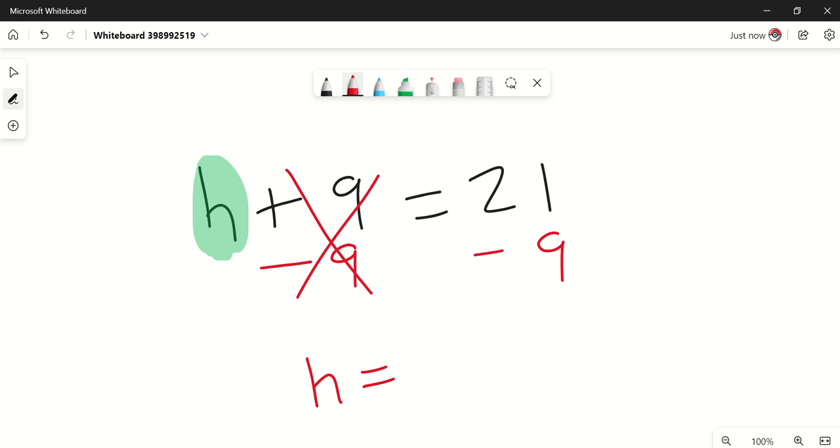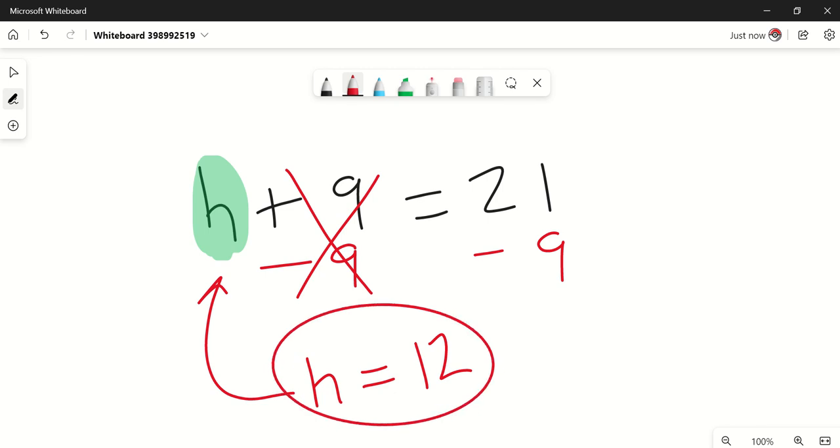Anybody have any idea what 21 minus 9 is? Hunter. 21 minus 9. You raising your hand? Oh, I didn't hear you. Sorry. It equals 12. And then we plug it back in to see if it works. 12 plus 9 equal 21? Yes. Therefore, h equals 12. And that's literally it. That's it. That's algebra.